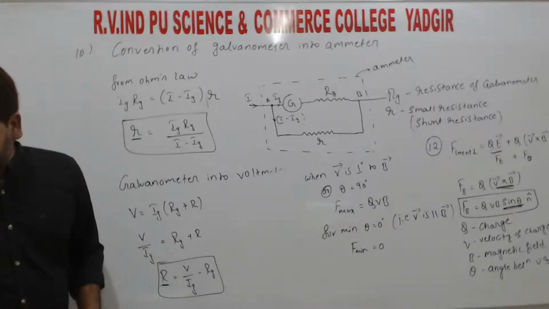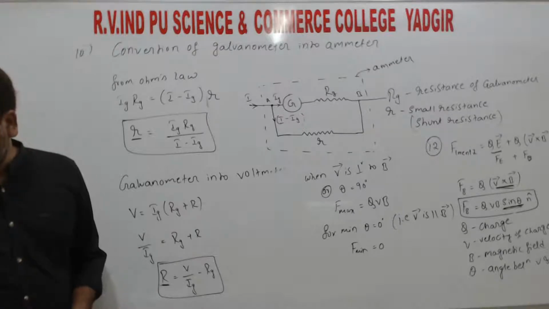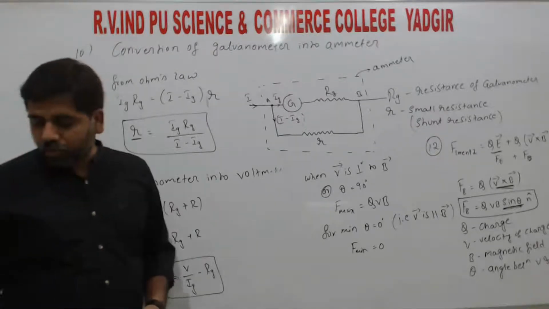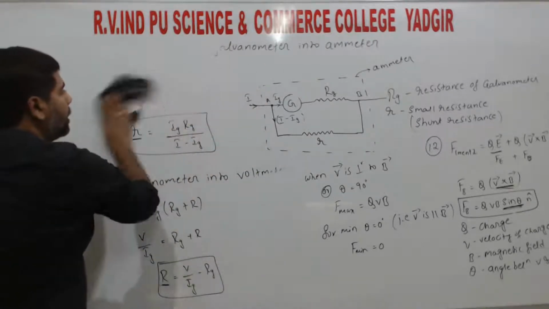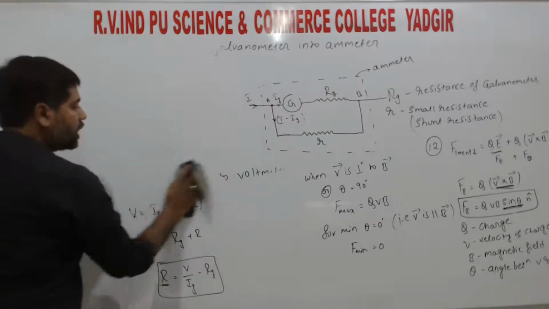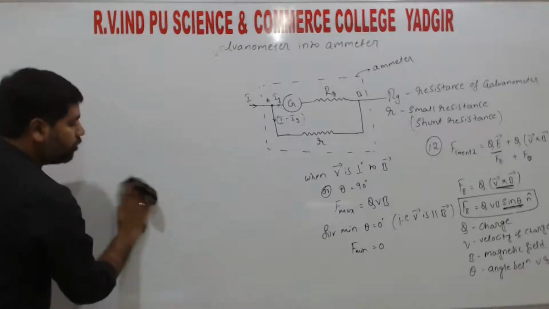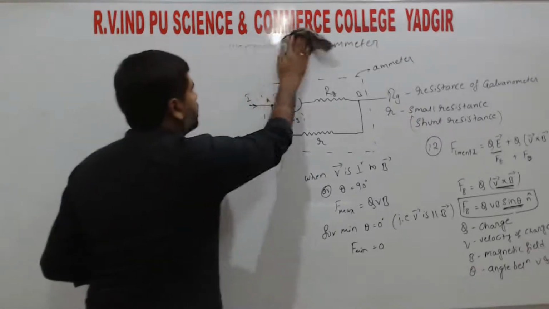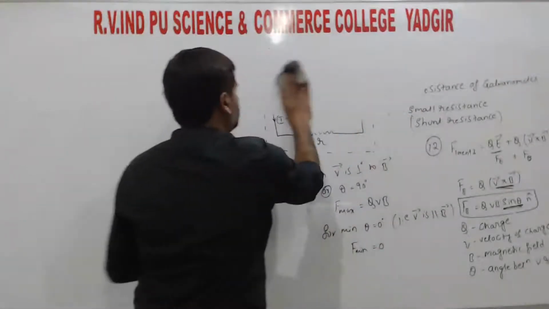So next, the 13th question: derive the expression for motional EMF induced in a rod moving perpendicular to a uniform magnetic field. So motional EMF means EMF induced at the ends of a conductor which is moving in a uniform magnetic field, right? So that we call motional electromotive force.